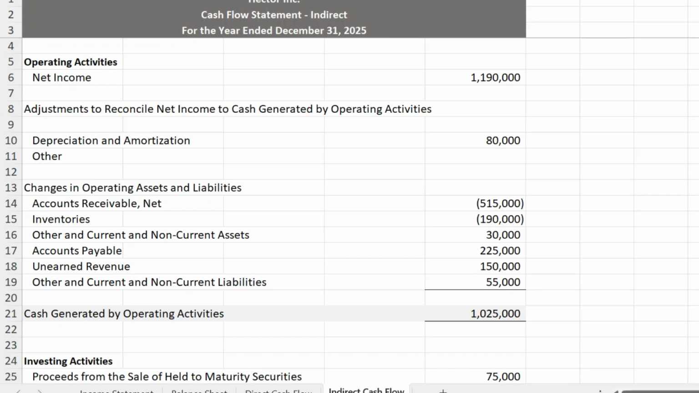So here is the operating section of the indirect cash flow statement. It looks different than the direct cash flow, but we're going to get the same net result.